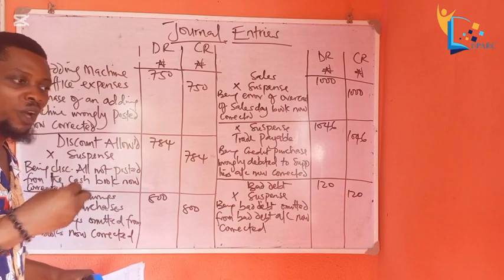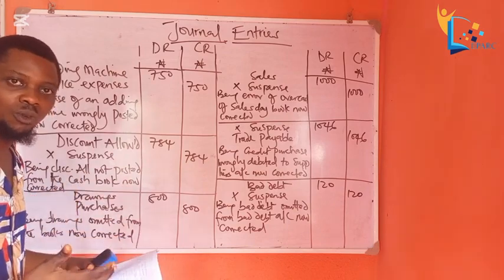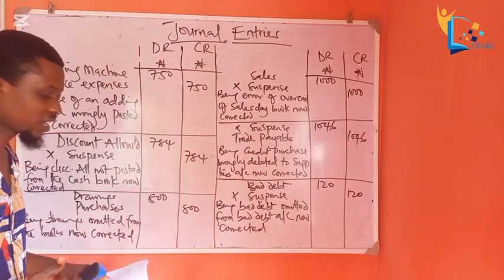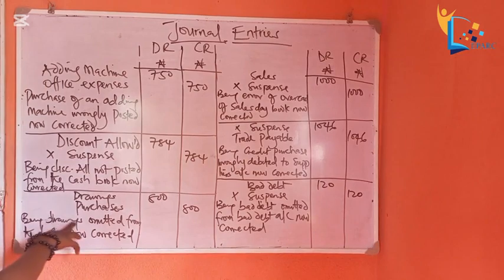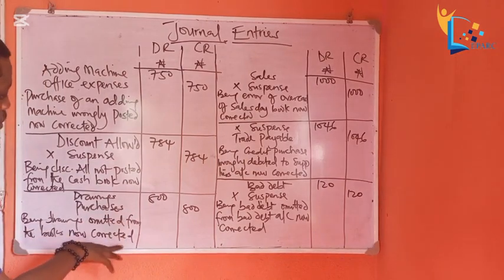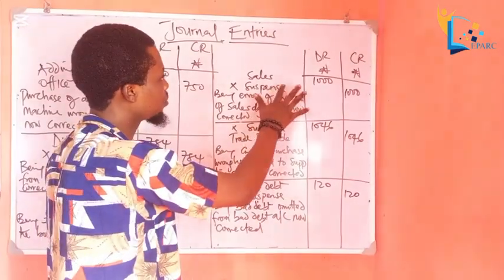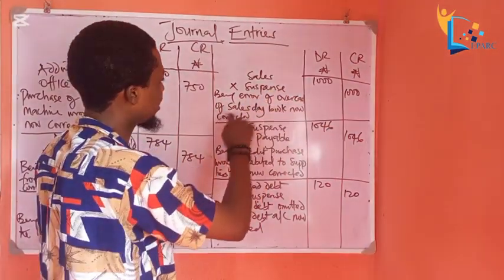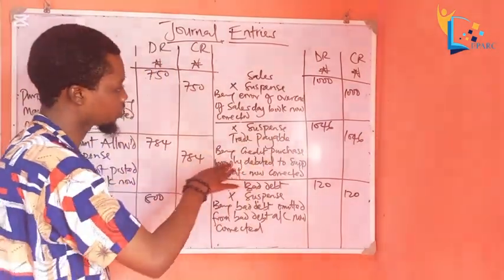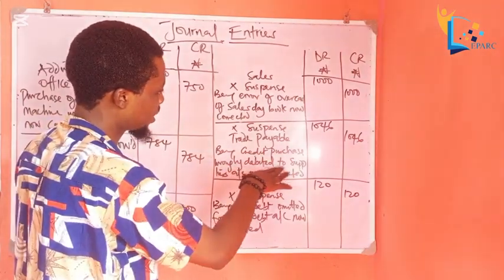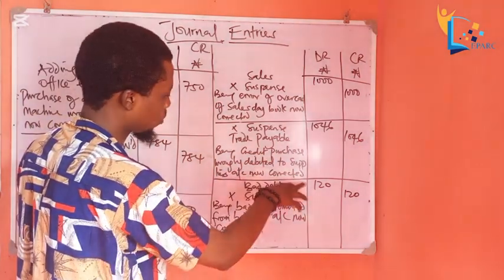It will, whoever is going through the account will not be lost. Do you understand? The same thing. Now, drawings, purchases, being drawings omitted from the books, now corrected. Same thing here, sales, suspense, being error of overcast of sales day book, now corrected. Same thing here, suspense, trade payables, being credit purchase wrongly debited to suspense, to supplier's account, now corrected.